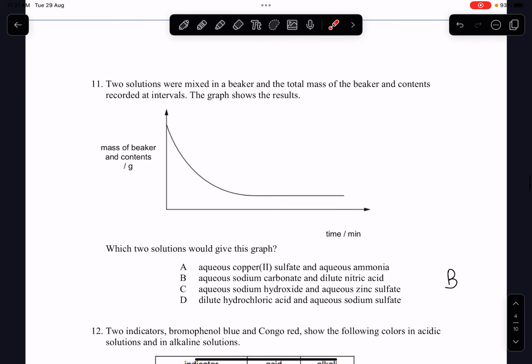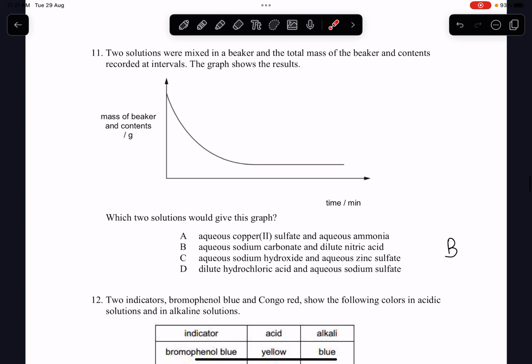Okay, question 11. Two solutions are mixed in a beaker and the total mass of the beaker and the contents are recorded. The graph shows the results that is decreasing. Okay, so which of the solutions would give this graph? You have to choose a reaction that will give off a gas as a product. When the gas escapes, the mass is not recorded, therefore as we track the mass, it will decrease.